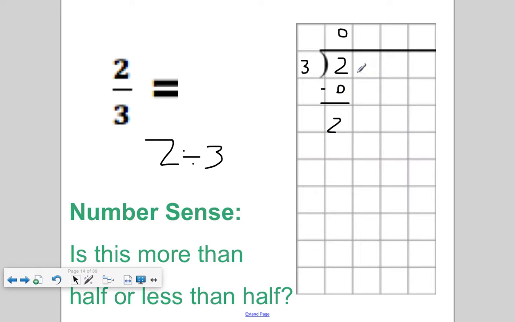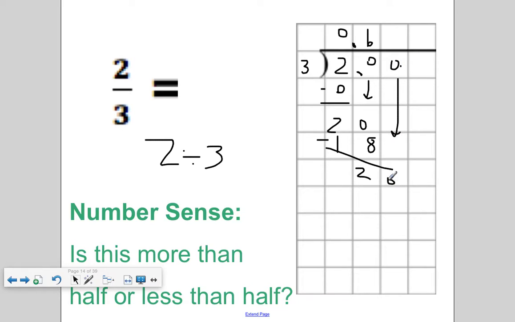How do I get rid of this 2 without changing this value here? Put a 0.0. So I bring it down. How many groups of 3 go into 20? 3, 6, 9, 12, 15, 18. 6 groups. So 20 minus 18 is 2. I need to get rid of that 2, but add another 0.